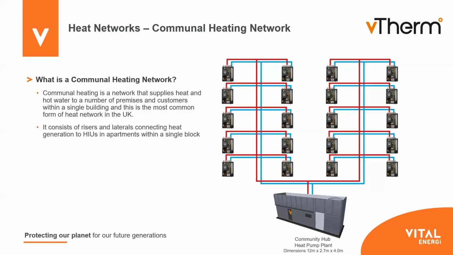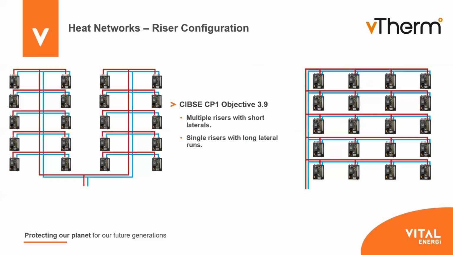One of the things that is now coming into effect is what we call CIBSE CP1 Objective 3.9. What that talks about is that instead of having a single riser and very long laterals, you now have a requirement for multiple risers going up and down the building and shorter laterals going across the building. One of the projects that we were involved with was the pipe fitter thought he was doing a really good job where he did the laterals going across the ceiling, but there were columns along the ceiling.